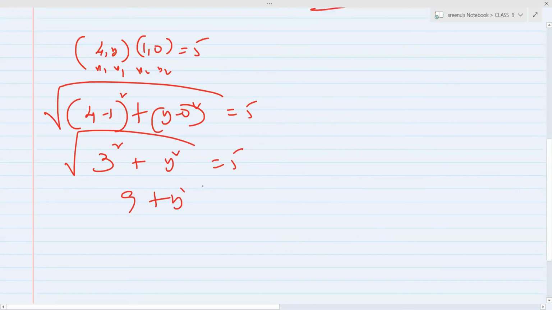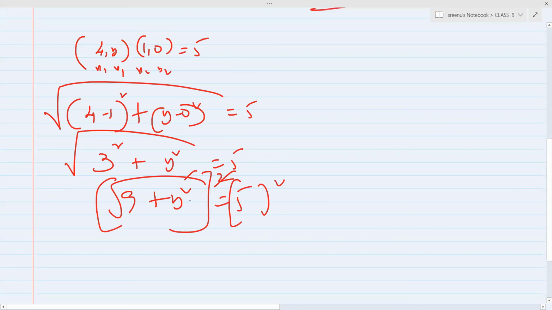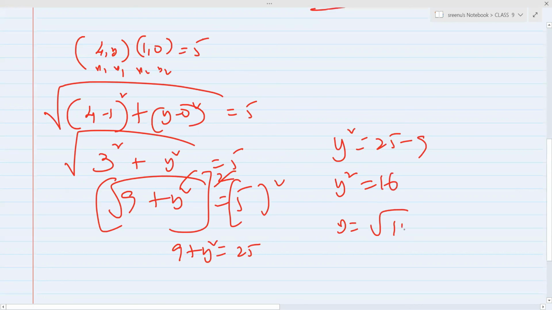Root of 9 plus y square is equal to 5. So I don't want root here. I will take squaring on both sides. Here square root cancels. 9 plus y square is equal to 25. Y square is equal to 25 minus 9 is equal to 16. Y is equal to under root 16. You will get plus or minus 4. So here an option plus or minus 4 is given. You can take plus or minus 4. Okay, like this.